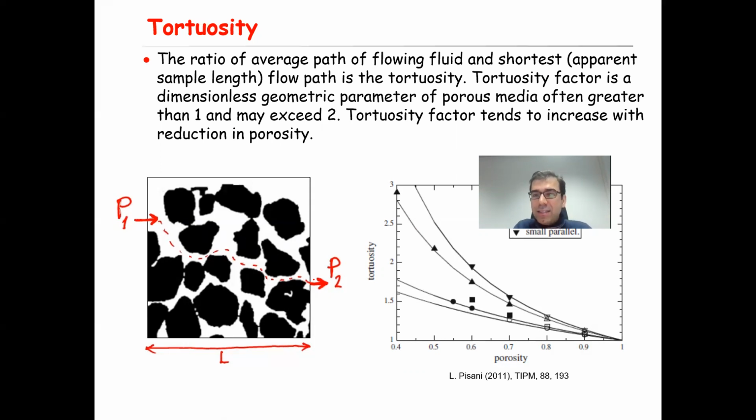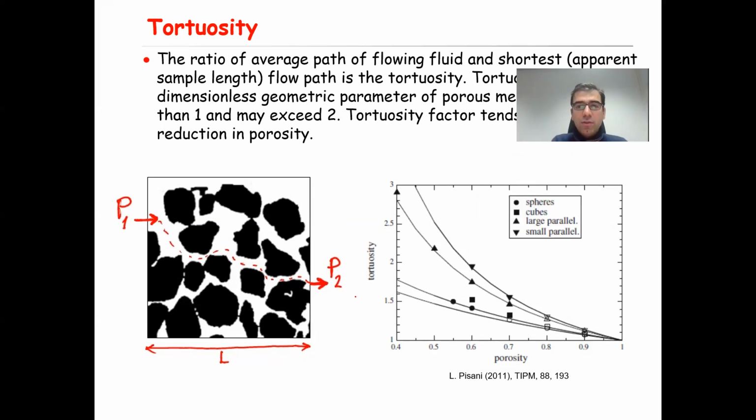Okay, so the idea here is that because of the presence of these solid particles, the fluid goes through complicated pathways to flow through the medium, right? And that affects the permeability. Okay, and tortuosity is often greater than 1 and may exceed 2 as well, and it also tends to increase with the reduction of the porosity. This figure here shows the tortuosity for different materials or different boundary conditions as a function of the porosity.